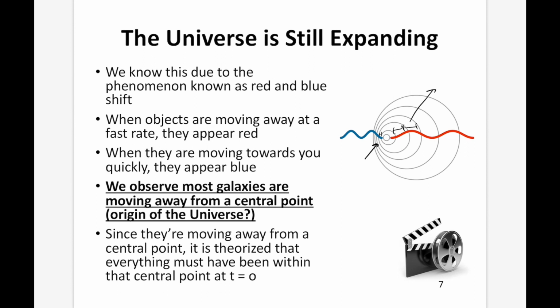And since they're moving away from a centralized point, it is theorized that everything must have been within that central point at t=0. It only makes sense that if we're going from here outwards, that at the beginning, we must have been at some kind of central point right in the middle. Now, again, we don't know what happened at t=0. At that point, our mathematics and our understanding breaks down. But what we do know is that the universe is indeed still expanding.